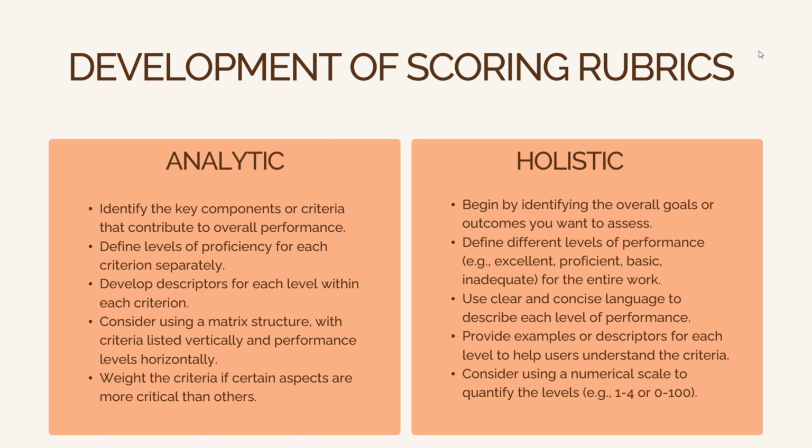Last, consider using a numerical scale to quantify the levels, including 1 to 4 or 0 to 100. To introduce a quantitative element, consider using a numerical scale to further differentiate between levels of performance. This provides a more nuanced and precise assessment. For instance, a scale of 1 to 4 or 0 to 100 allows for a finer gradation of performance and can be particularly useful when a more detailed evaluation is needed.